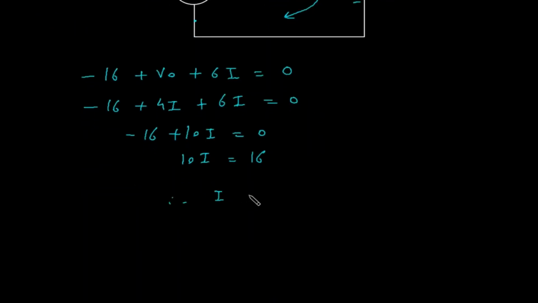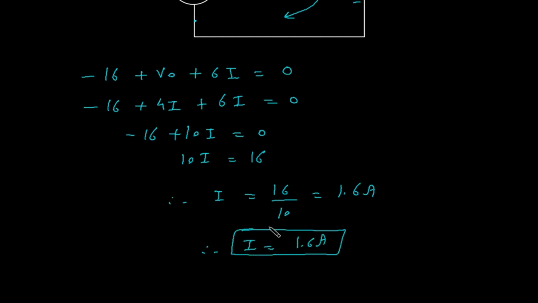Therefore, I is equal to 16 by 10. This will be 1.6 ampere. Therefore, I is equal to 1.6 ampere. And we have to find VO.